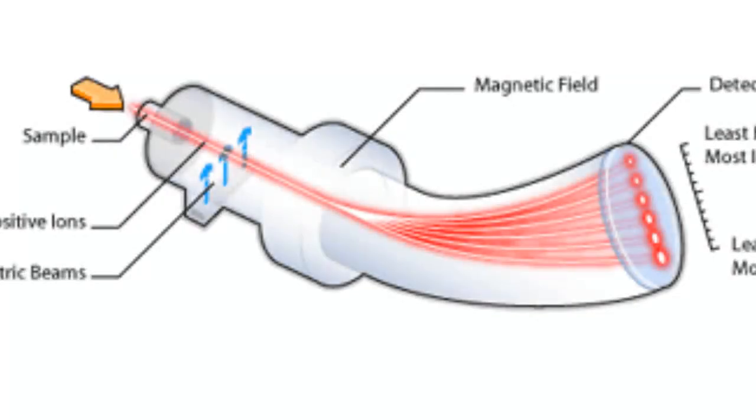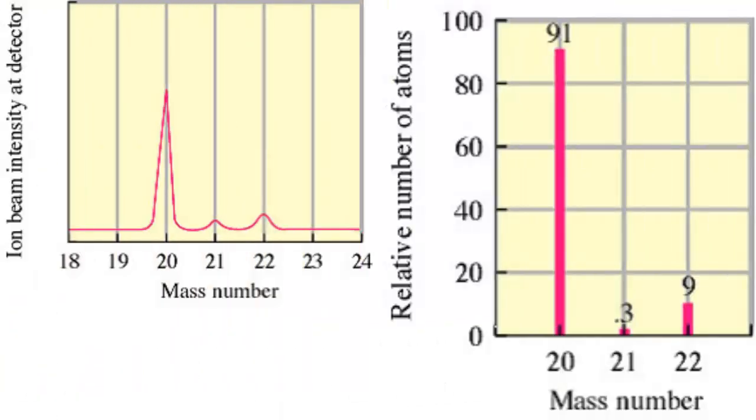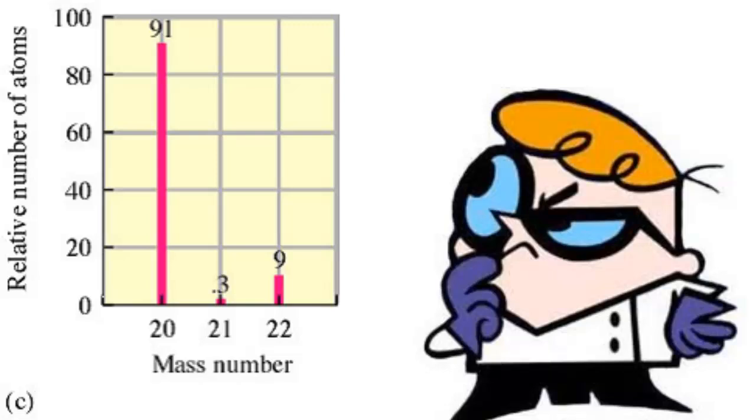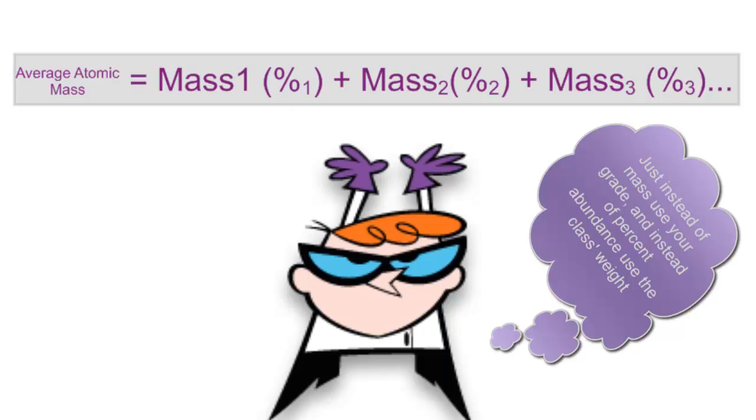A mass spectrometer is a device that separates atoms based on their masses and allows you to see what percentage of a sample is one isotope versus another. We use these percent abundances to calculate a weighted average of the mass of an element. To calculate the average atomic mass of an element, multiply each mass by its percent abundance. Then add up all those small parts to have the weighted average.